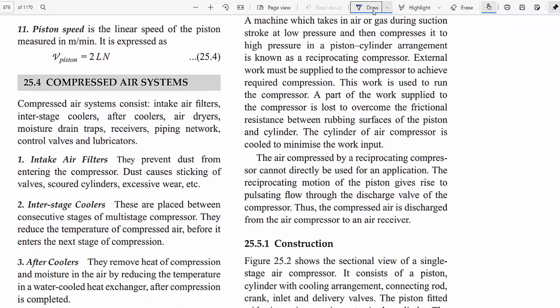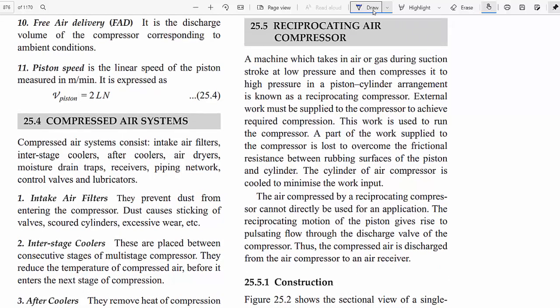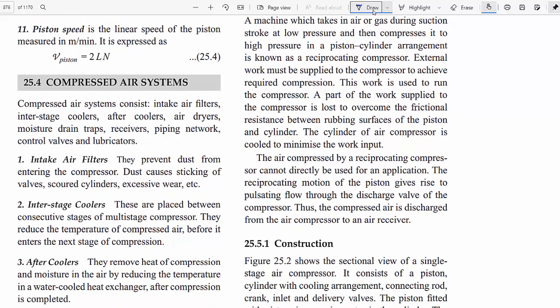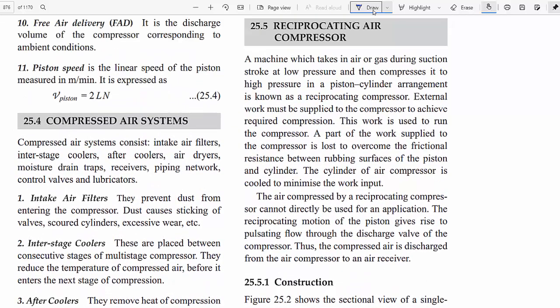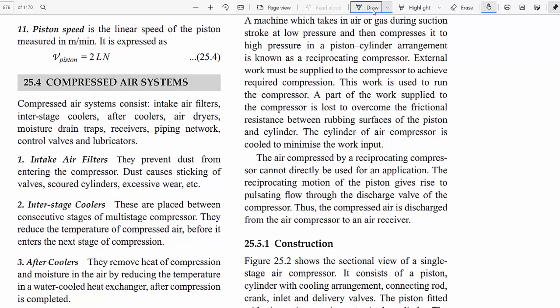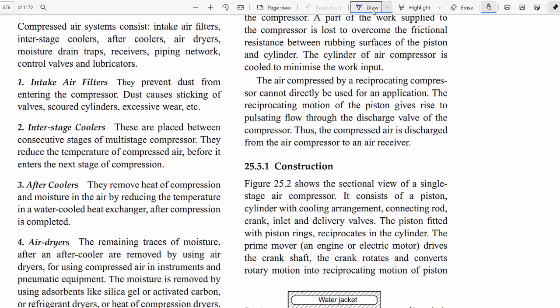Compressed air system. Main components of compressed air systems: intake air filters, interstage coolers, after coolers, air dryers. These are the main additional accessories for a compressor air system.